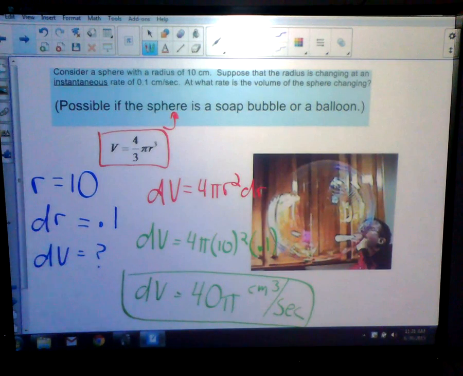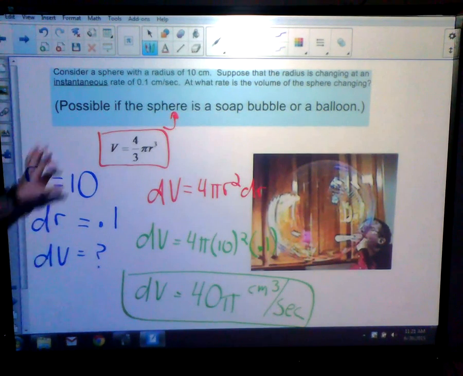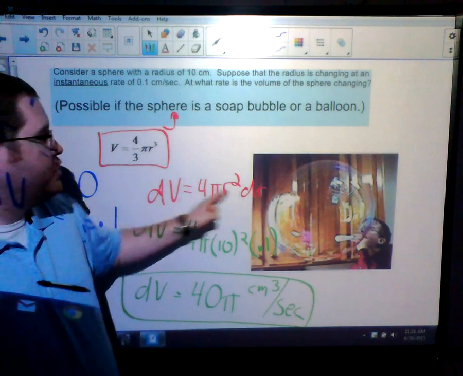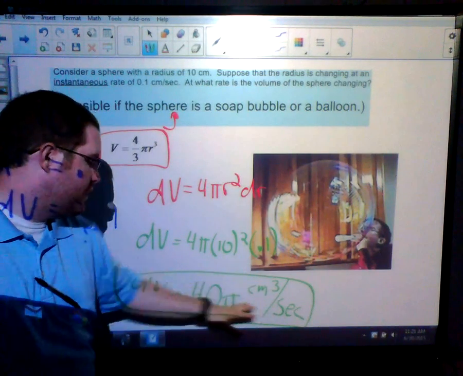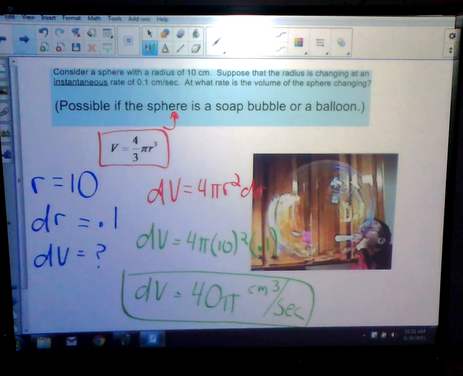So what did I do here? I wrote down what I knew. Anything that's changing is a d. I wrote down what I wanted to find. I found a formula, which they gave to me. I took the derivative, made sure I had d's with everything, dV and dr. I plugged in what I knew, I solved for what I didn't know, and I evaluated with the correct units.